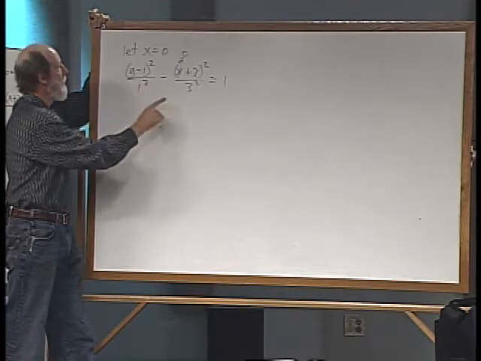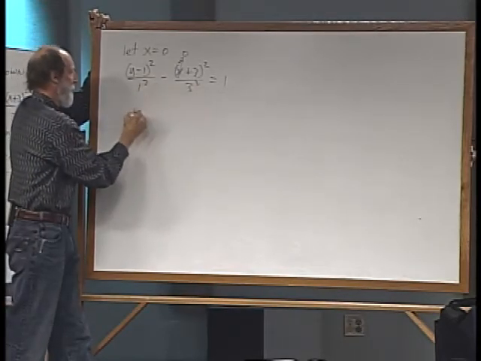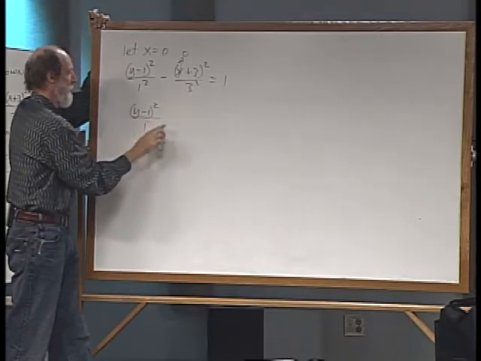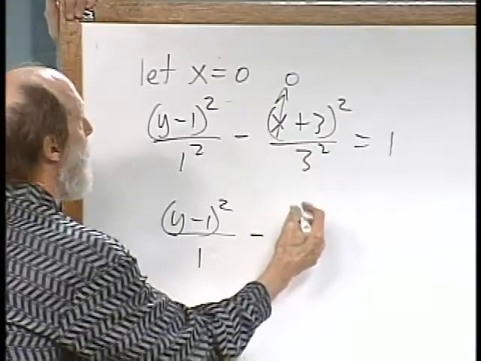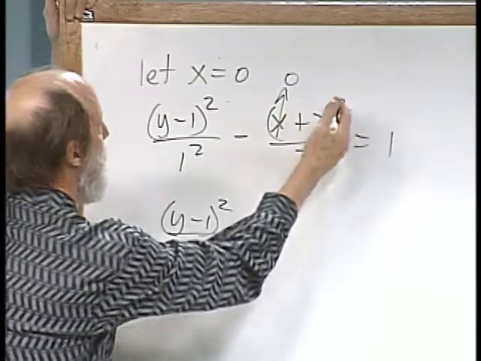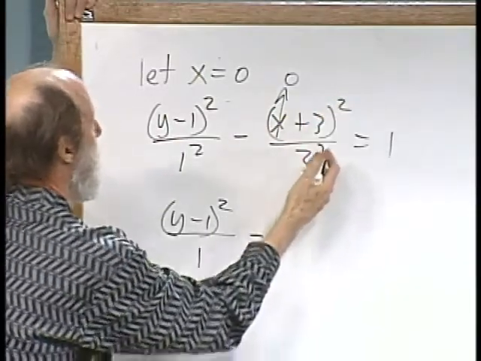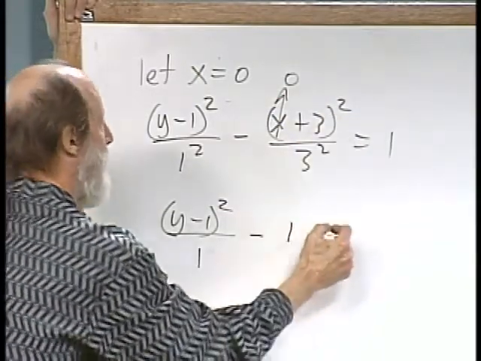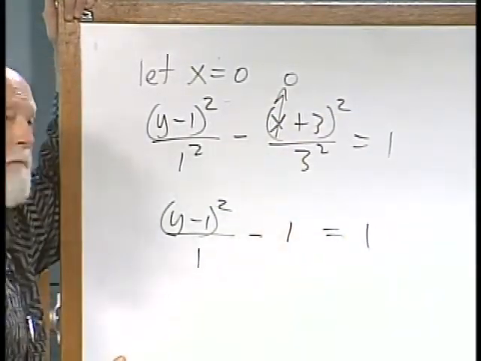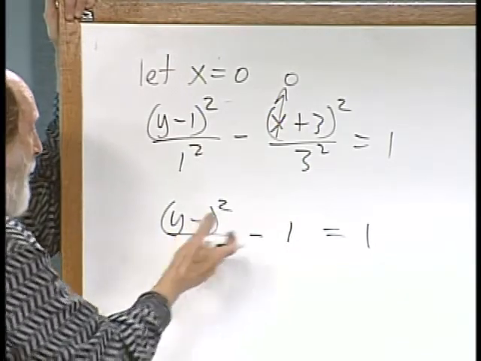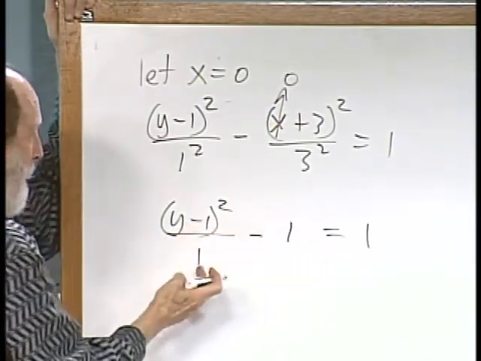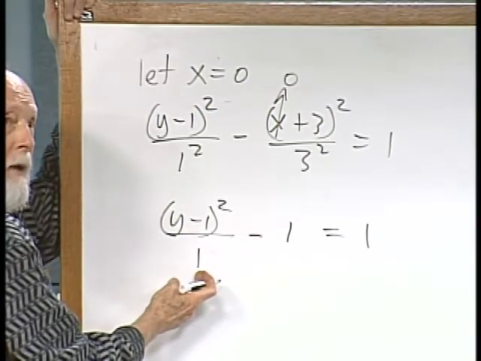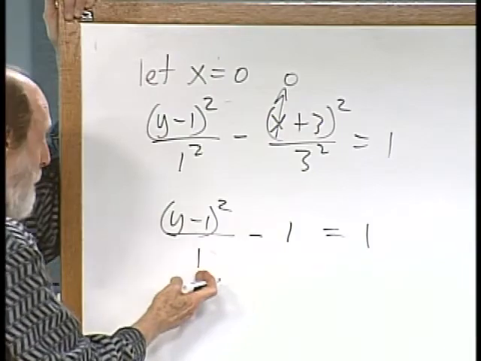If we look at this, this is (y minus 1) squared over 1 minus 9 over 9. Oh, that's really easy, isn't it? 9 divided by 9 is 1, equals 1. This is a fractional equation. Actually, it's not even fractional anymore because it's just division by 1 here, which actually makes it quite simple. We'll do one a little more complicated in a few minutes.